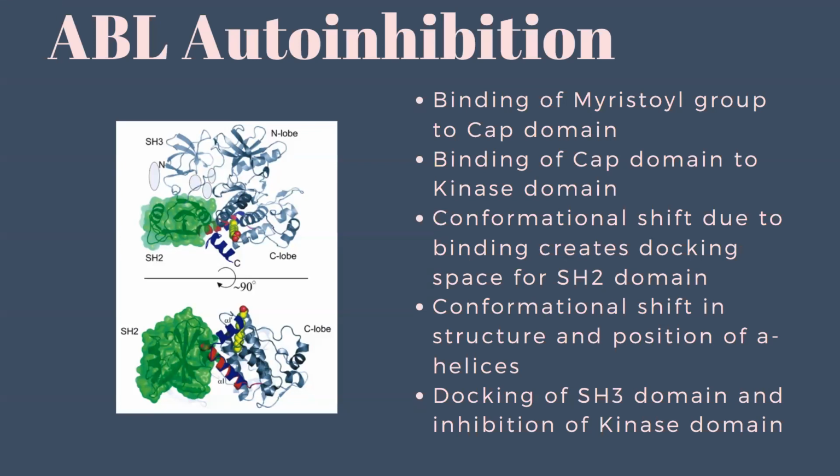On this, there is another conformational shift, and it creates docking space for an SH2 domain to bind onto the kinase domain. And this happening causes a conformational shift in structure and position of alpha helices as the image shows. And so there's a 90-degree shift. With this 90-degree shift, you'll have a lot of proline present on those helical breaks. And so the SH3 domain will then be able to bind and cause autoinhibition of the Abl kinase. Is that clear? Too fast? Okay, we can go back.